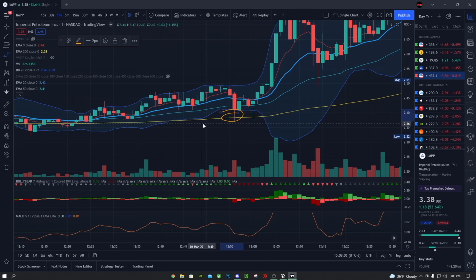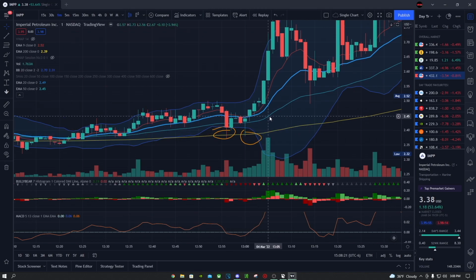Or as I was saying earlier, dips off this 200 EMA. I would have probably waited a little. You could have taken an entry here, or you could have waited, and then boom, taken another entry there. After you saw this bounce, you could take an entry on this bounce.